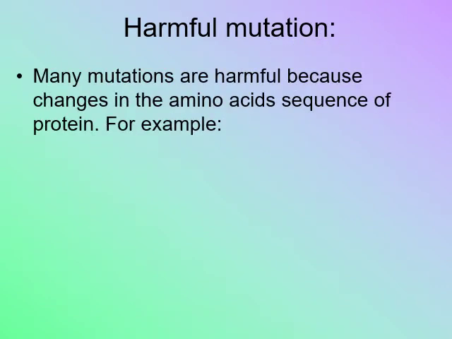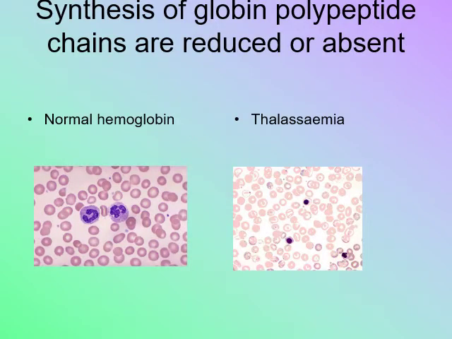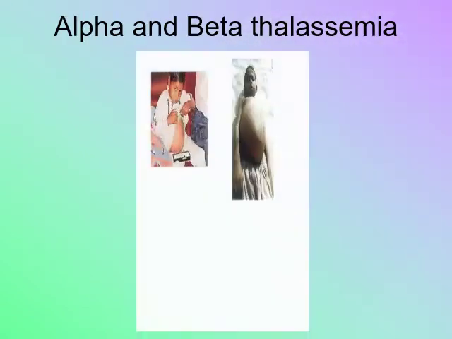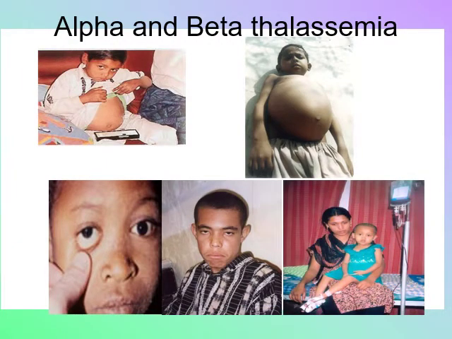The third type of mutation is harmful mutation. Many mutations are harmful because of changes in the amino acid sequence of the protein, for example, thalassemia, or Cooley's anemia. Thalassemia is a hereditary anemia in which synthesis of globin polypeptide alpha or beta chains is reduced or absent, leading to the production of very low levels of globin. There are two types of thalassemia, according to which globin chain is absent, either alpha or beta thalassemia.